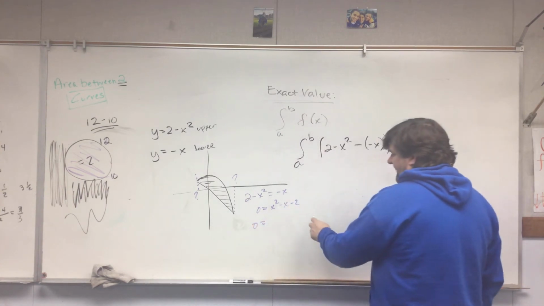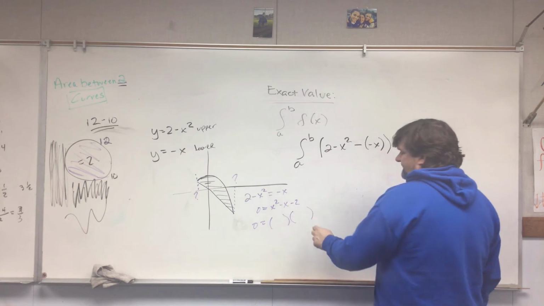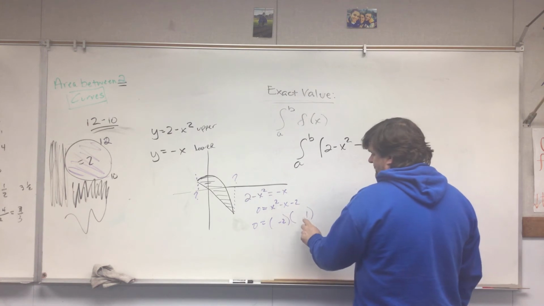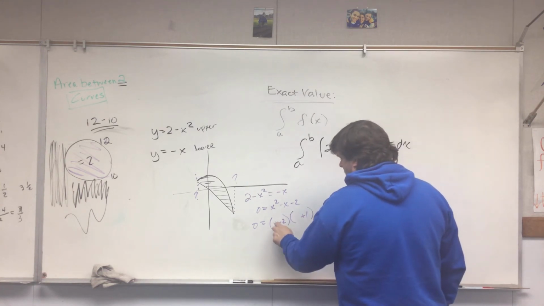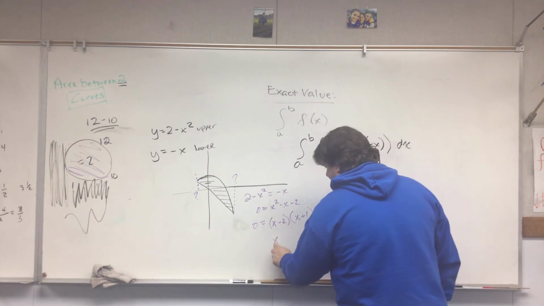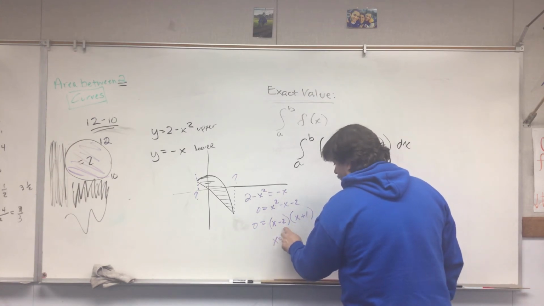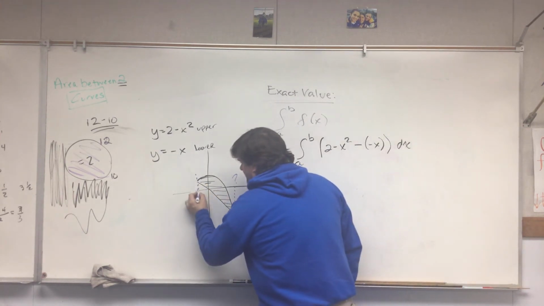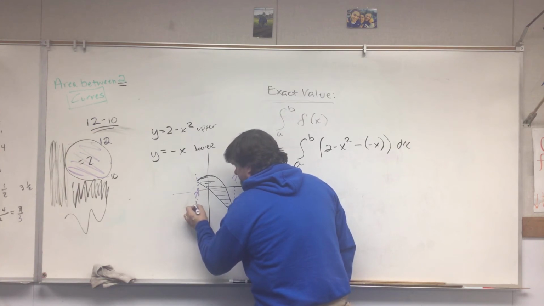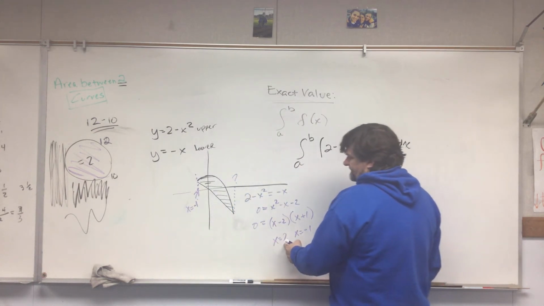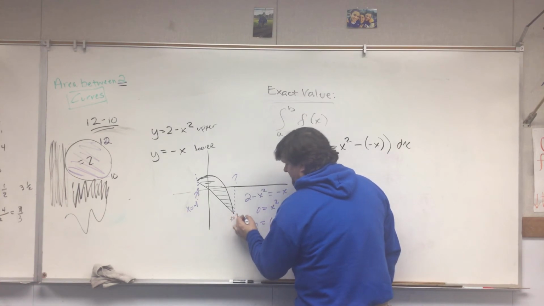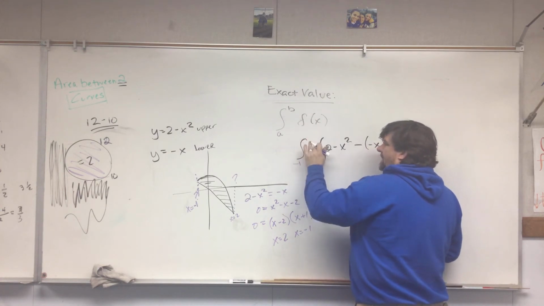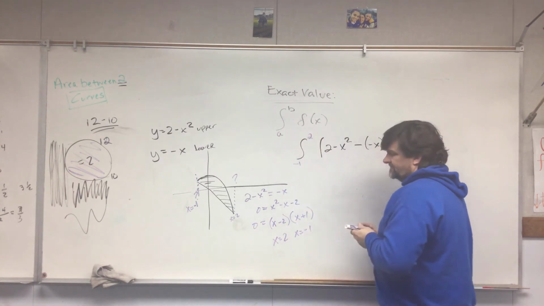So let's factor this out. What does it equal? Negative 2 and 1. Negative 2 times 1 is negative 2. Negative 2 plus 1 is negative 1. So my two x's are x equals 2 and x equals negative 1. So here is x equals negative 1. And my second one is x equals 2. So my lower boundary is negative 1, and my upper boundary is 2.